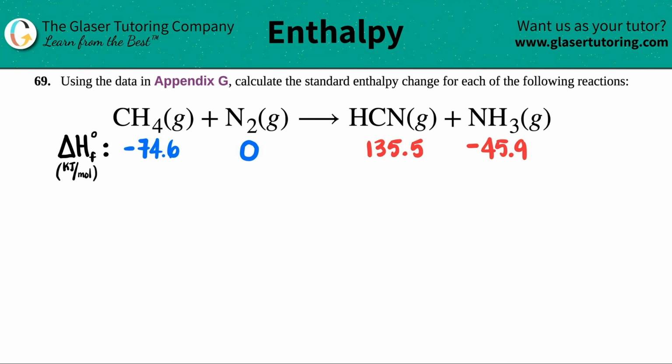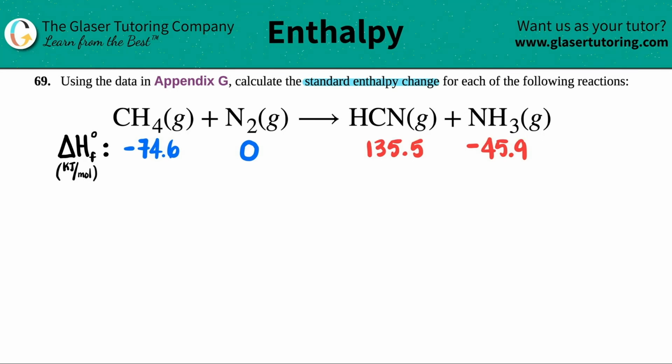Number 69, using the data in Appendix G, calculate the standard enthalpy change for each of the following reactions. And then we have the reaction right here. So we need to do methane gas, which is CH4, plus nitrogen gas, N2, right? And that will yield HCN gas plus NH3 gas.